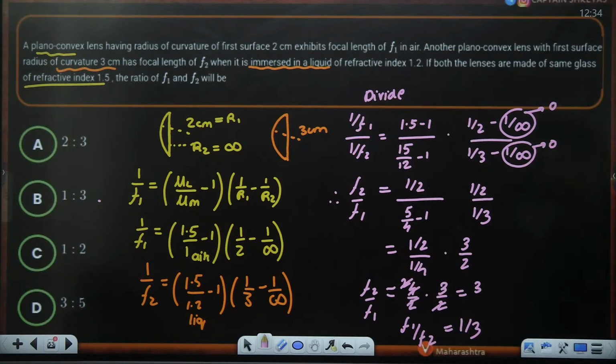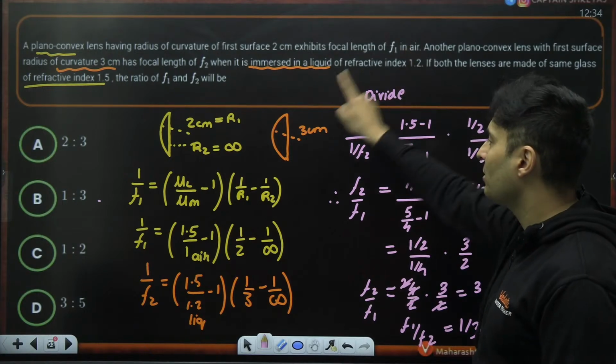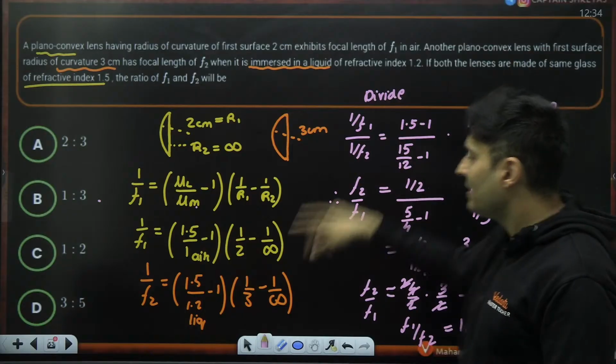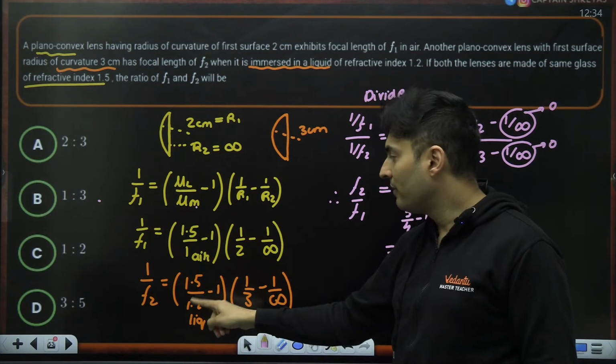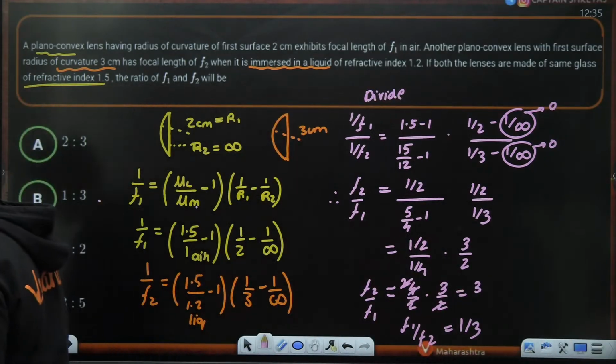Is that okay, everyone? That's how you can solve it. So here the first lens was in air, so that's why for the first medium I have taken 1. For the second lens, instead of dividing by 1, I have divided by 1.2. Always the refractive index of the outside medium should be taken. Great. Awesome. Cool. Let's go.